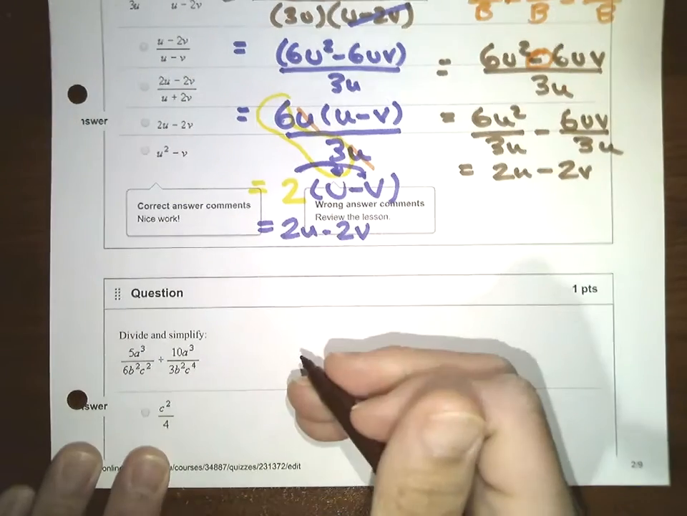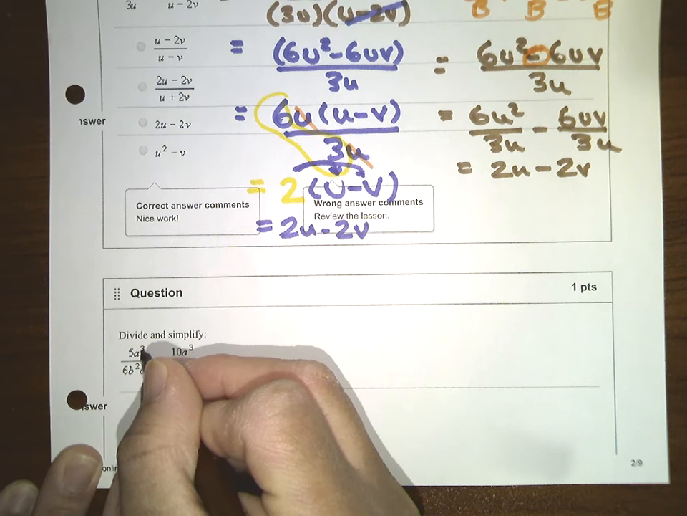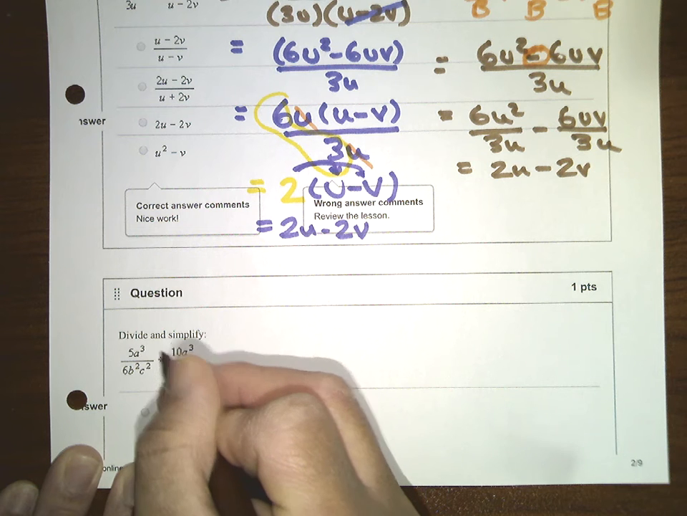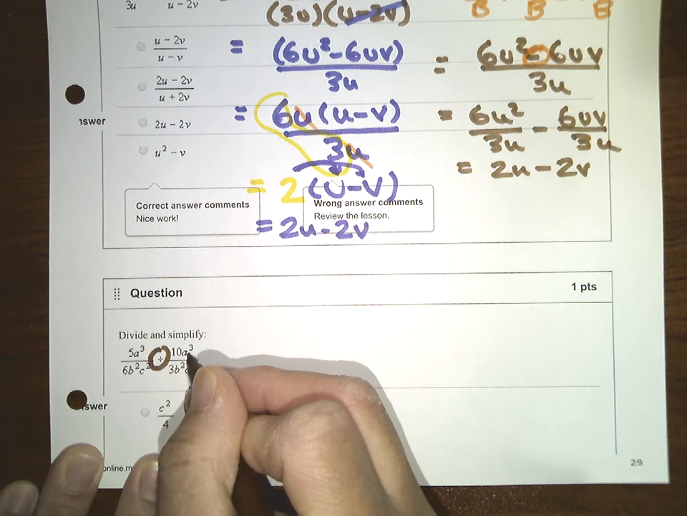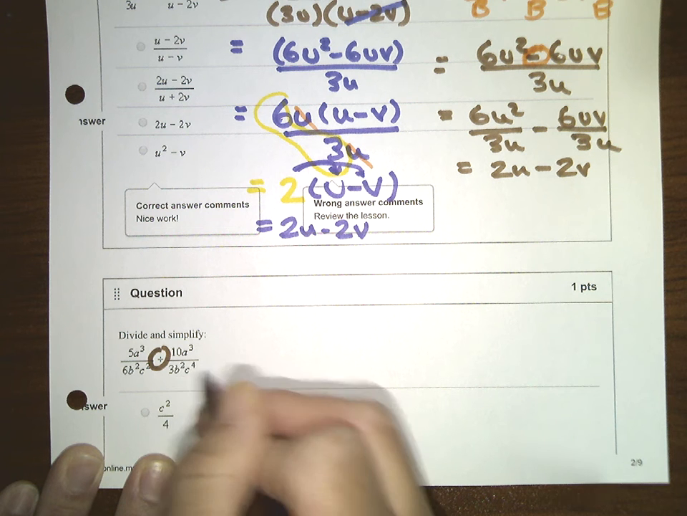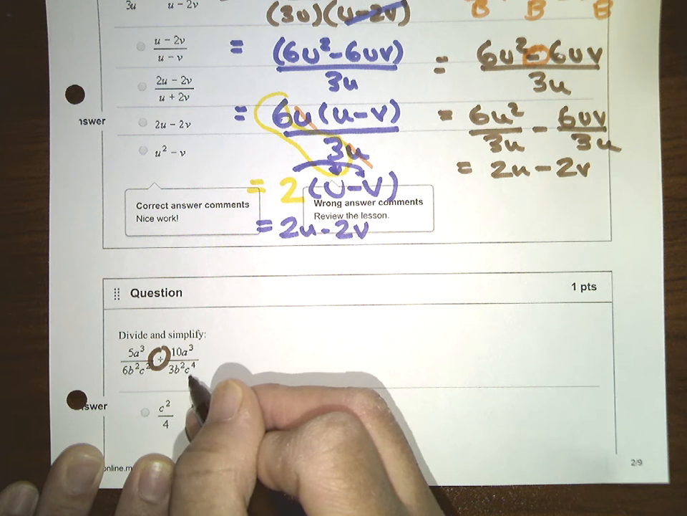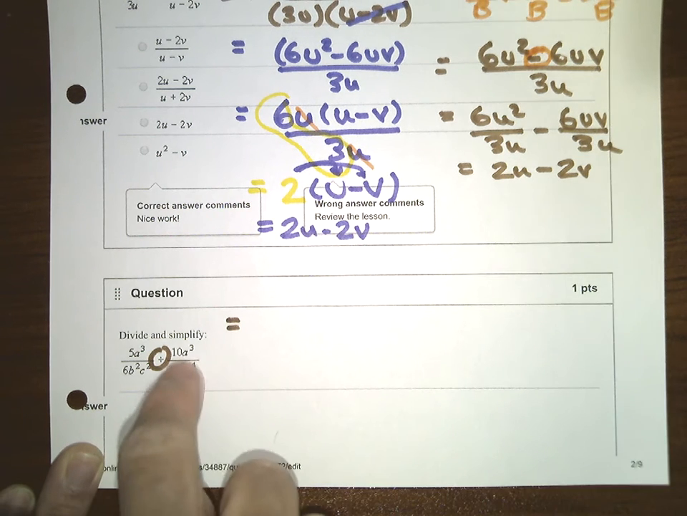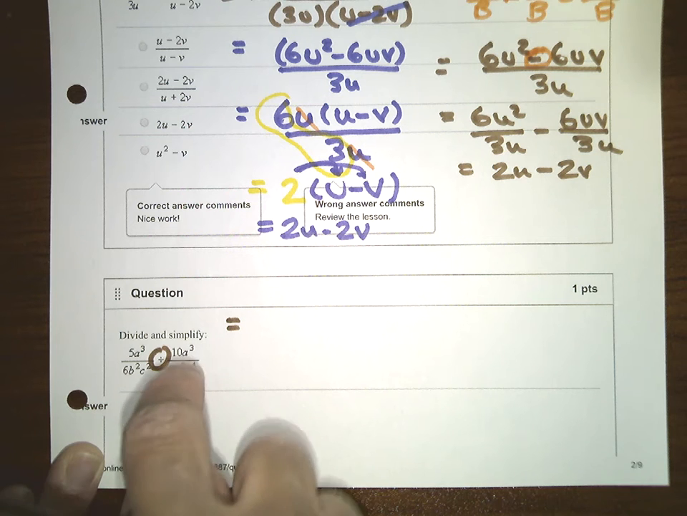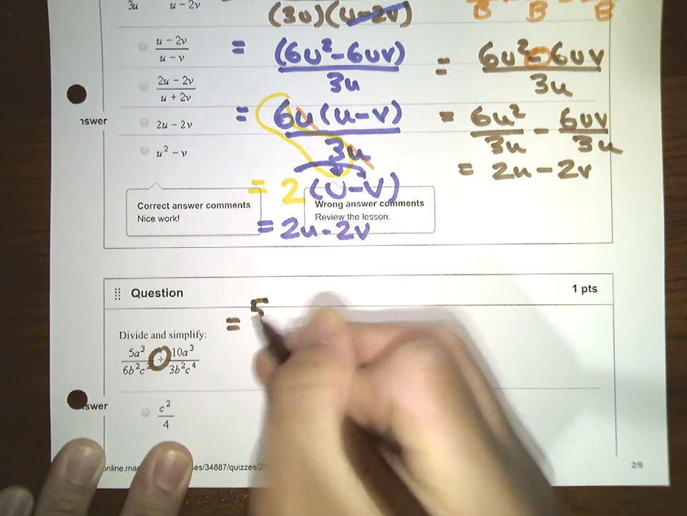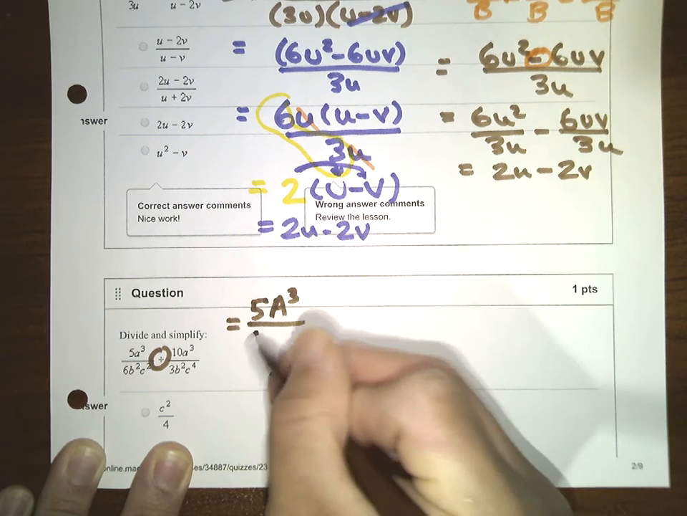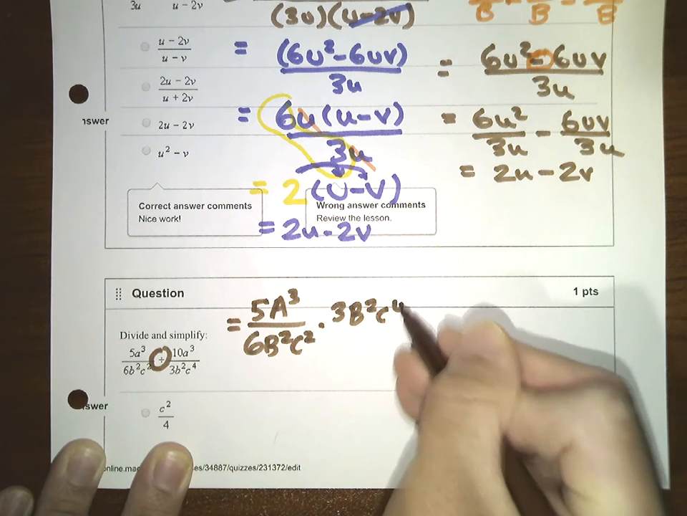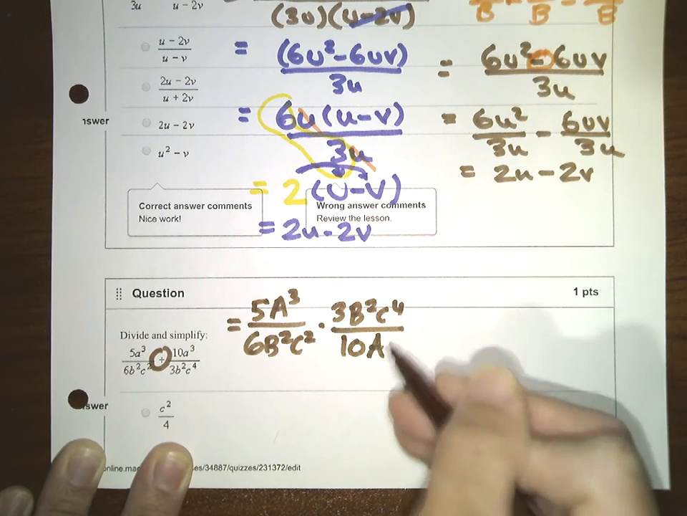All right, so now we have 5a to the third over 6b squared c squared divided by 10a to the third power, all over 3b squared c to the fourth power. So remember, when I divide, I'm going to multiply by the reciprocal of this divisor here. So I have 5a to the third over 6b squared c squared times 3b squared c to the fourth over 10a to the third.